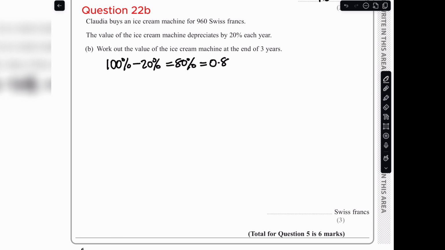And if we wanted to determine the value of the ice cream machine after the first year, we would multiply 960 by 0.8. However, given as we want to work out the value of the ice cream machine at the end of 3 years, we need to raise 0.8 to the power of 3. And that gives us a value of 491.52 Swiss francs. And that is your final answer.